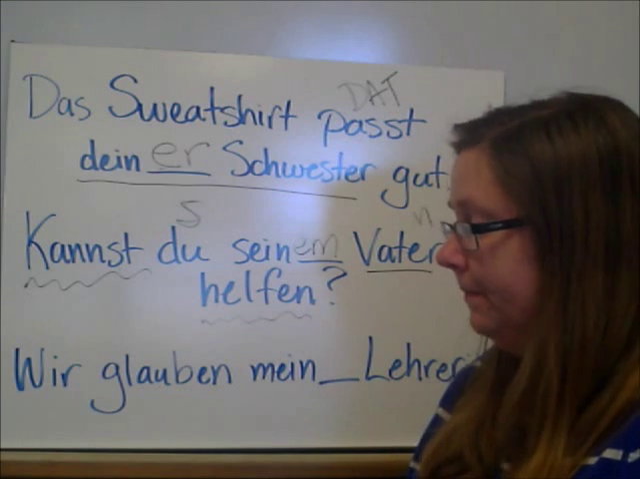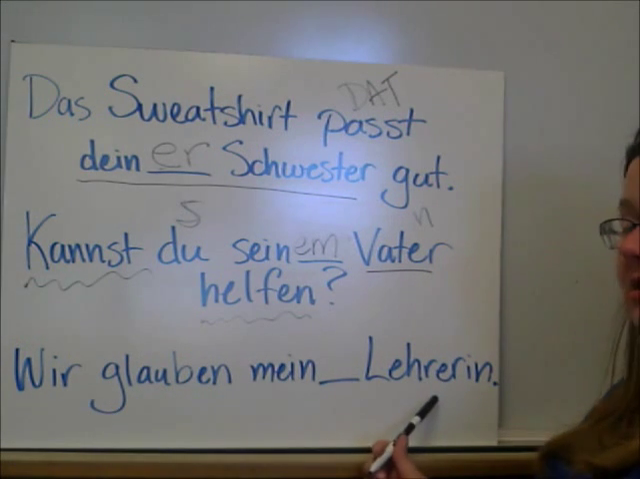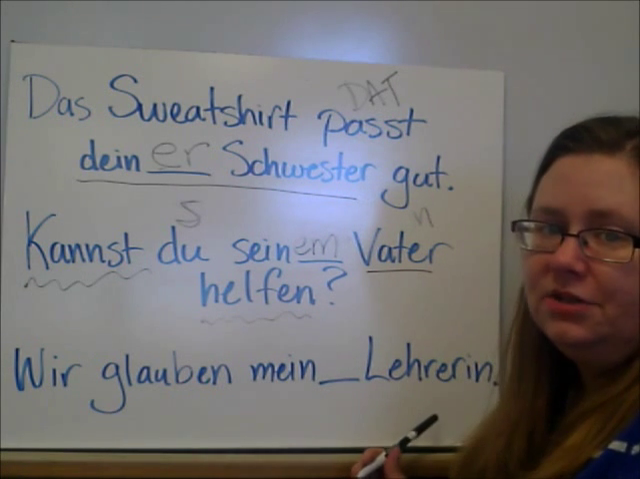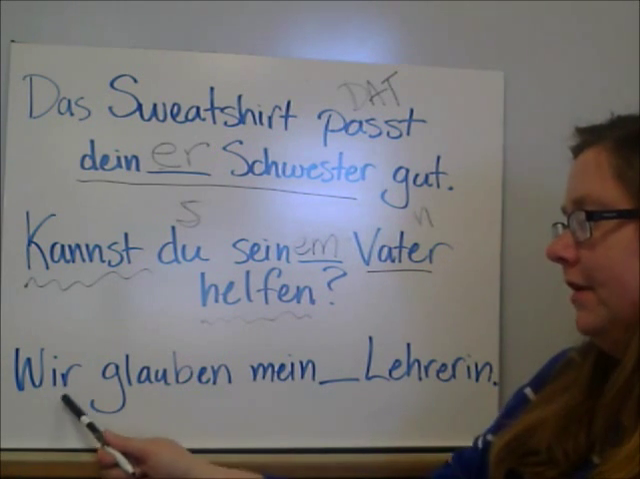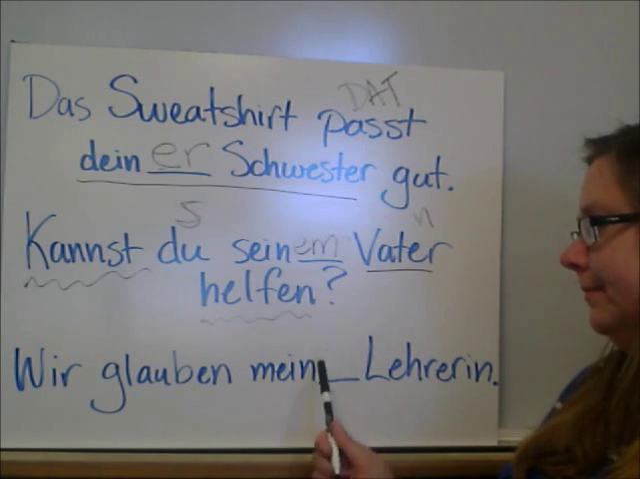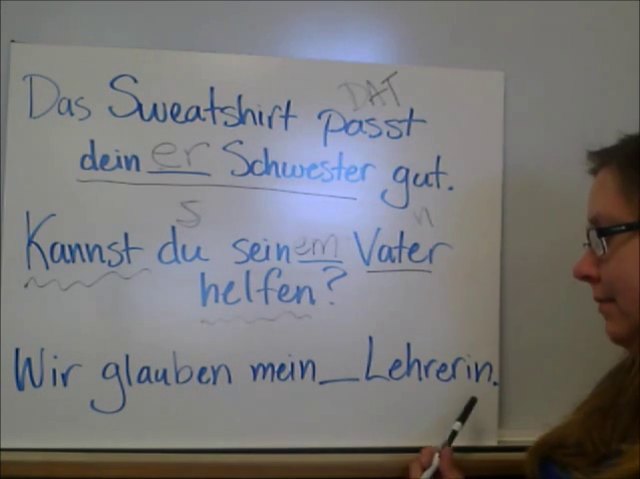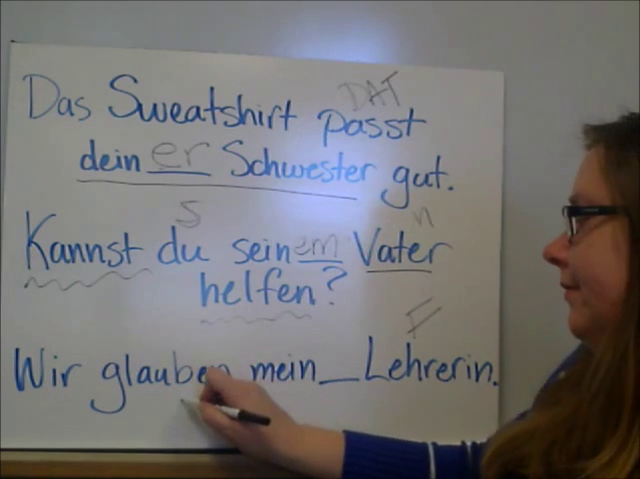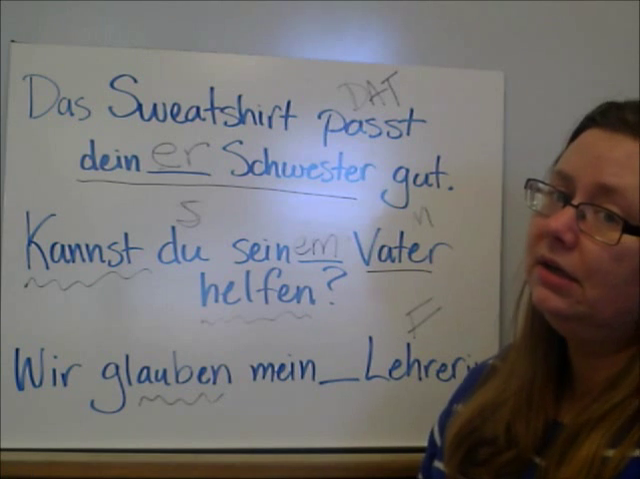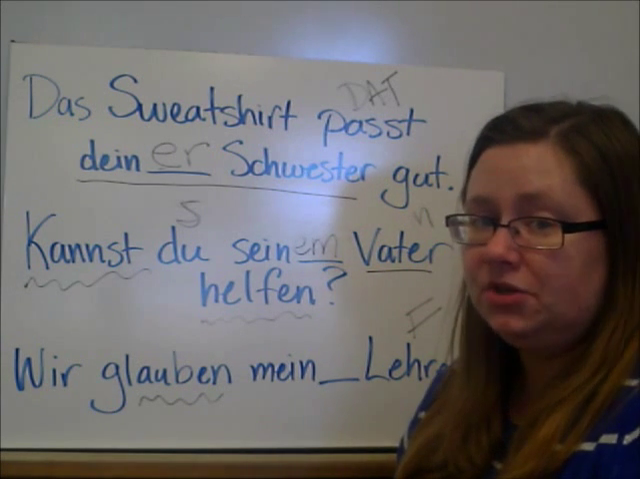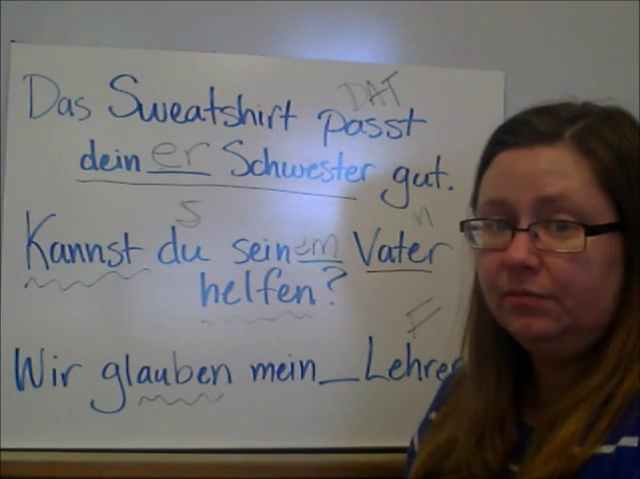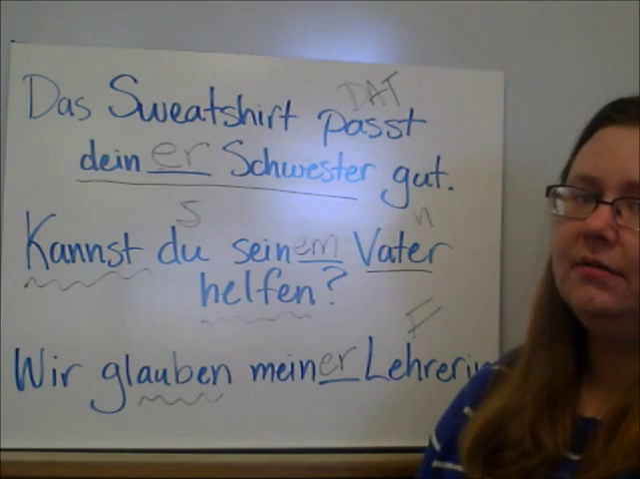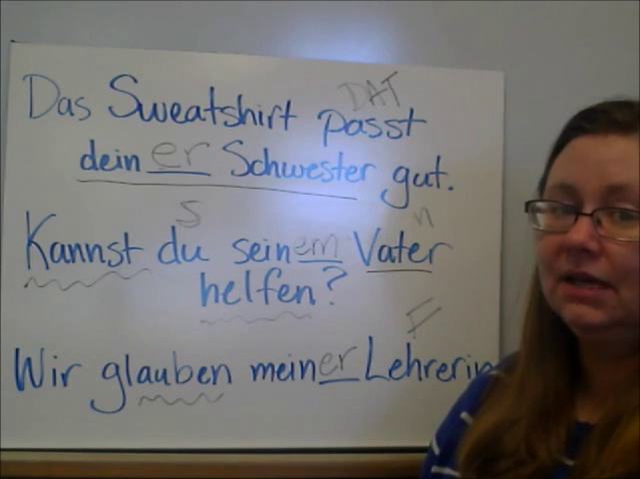One more example. We believe my teacher, but that's teacher female, Lehrerin, and not teacher male, Lehrer. Wir glauben mein, think about the ending, Lehrerin. If it's female teacher, and we have a dative verb, glauben, to believe, we want to make sure we give it the correct ending. So the correct ending would be er. Wir glauben meiner Lehrerin. Dankeschön.